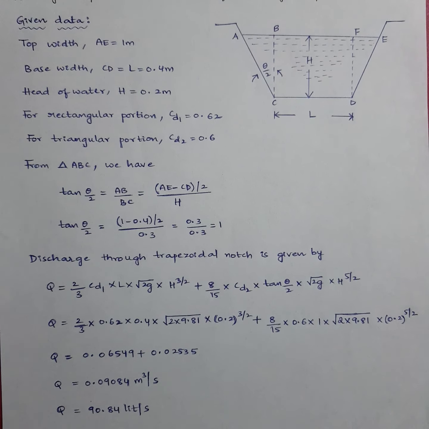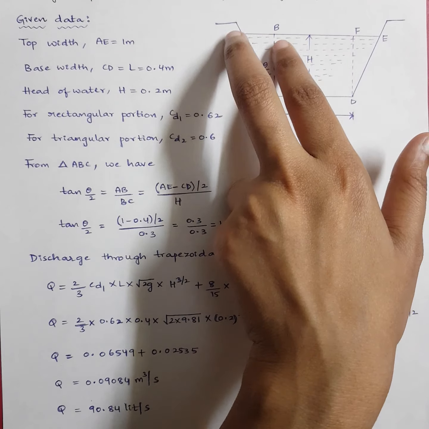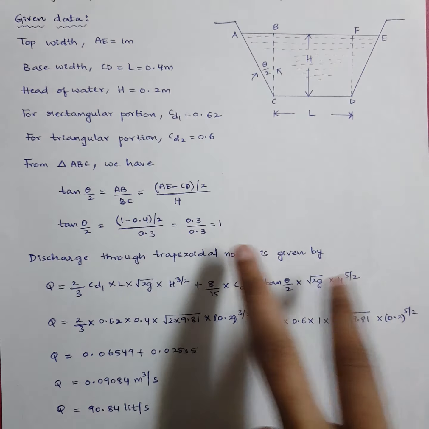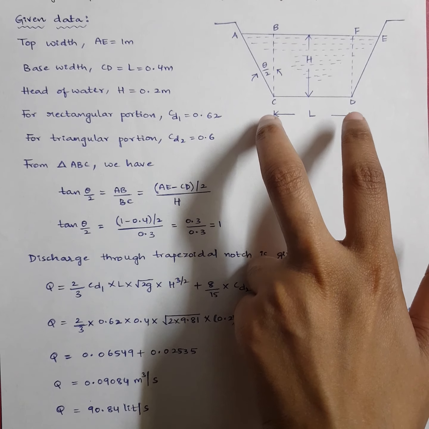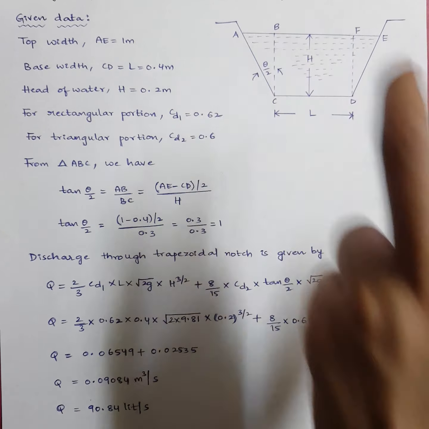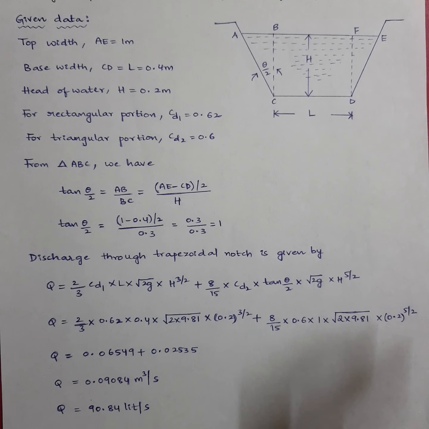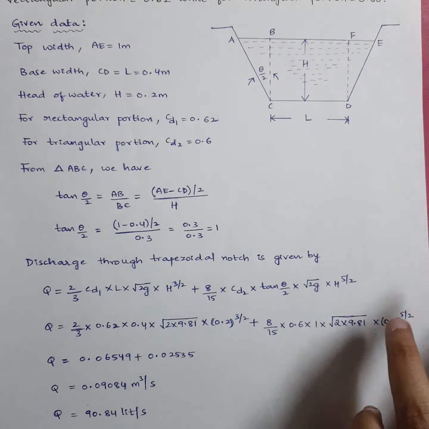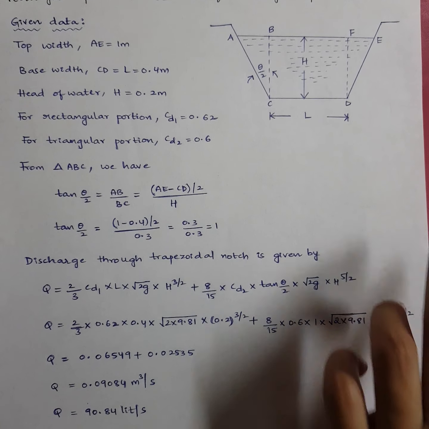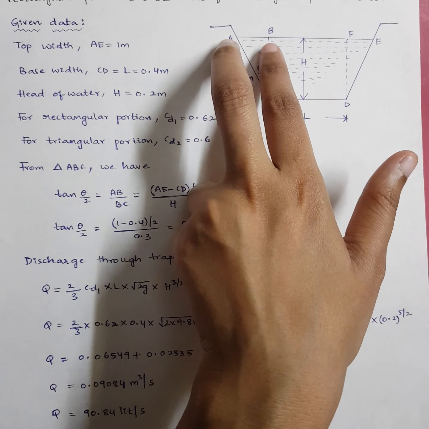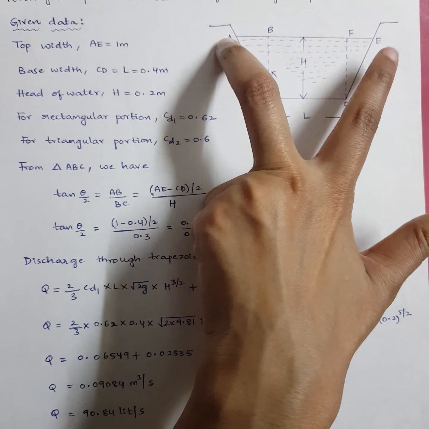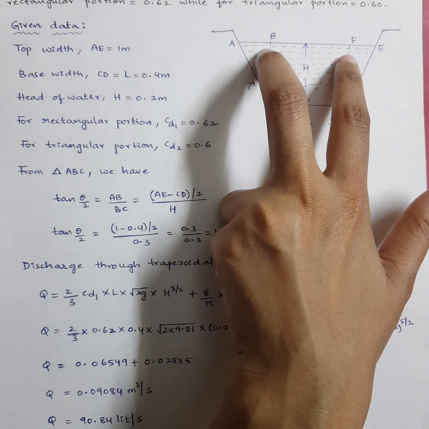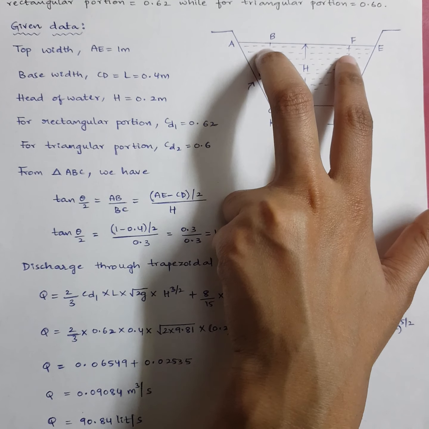Let's see what AB is now. AB is equal to the complete top width, which is AE, minus CD. See, CD and BF are equal. Why? Because it's a rectangular portion, so opposite sides will be equal. If CD is 0.4, obviously BF would also be 0.4, correct? So our distance AB will be the complete top width AE minus BF, or CD, divided by 2.